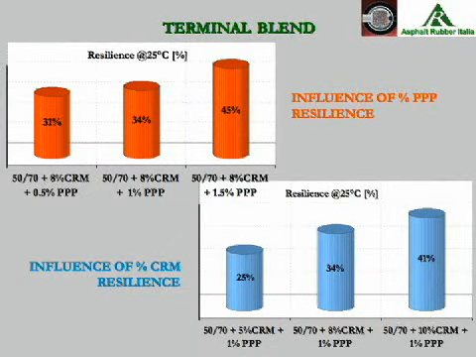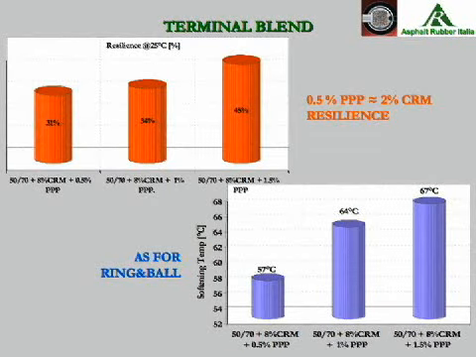Same conclusion for resilience. Increasing the percentage of polyphosphoric acid, we can increase resilience significantly, but increasing the crumb rubber, we can also increase resilience. So the conclusion we could make after testing several binders is that 0.5% of polyphosphoric acid corresponds to an increase in terms of resilience and ring and ball of 2% of CRM.